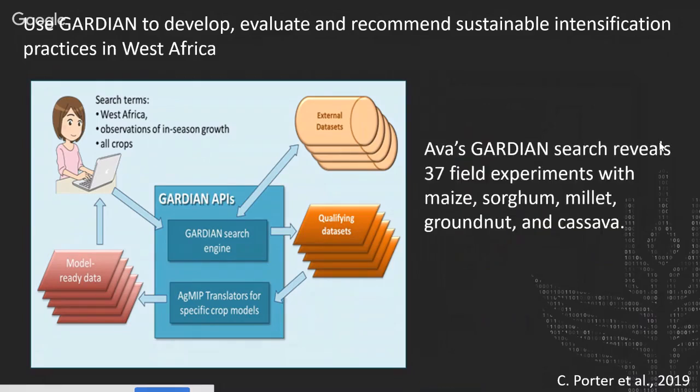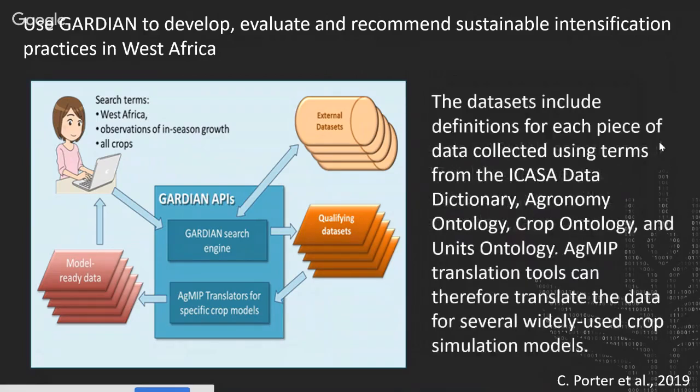So this is a scenario where Ava is looking for data. She finds 37 experiments for Western Africa for maize, sorghum, millet, groundnut, and cassava, five crops. She's looking at that data, and ideally that data includes definitions. In this case, it does, because the University of Florida has actually mapped their ICASA variables, which are used to describe modeling data sets, to the agronomy ontology and crop ontology. So this data is already semanticized, essentially. They've done it manually.